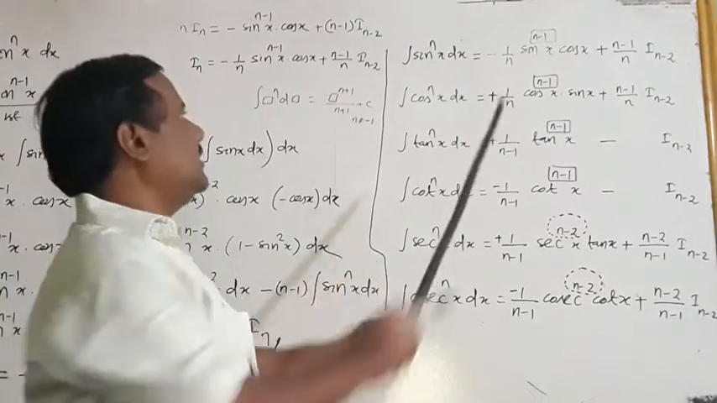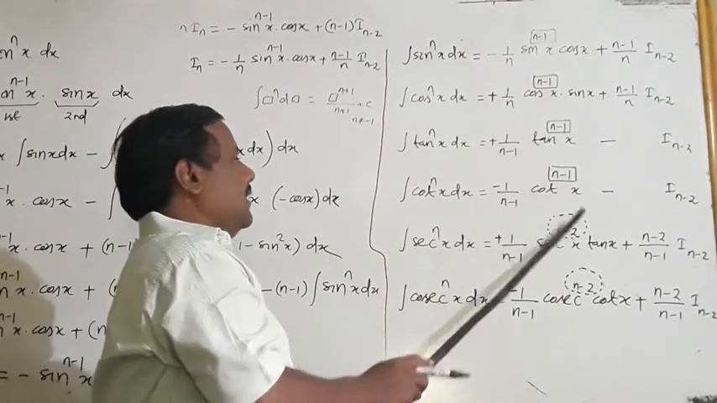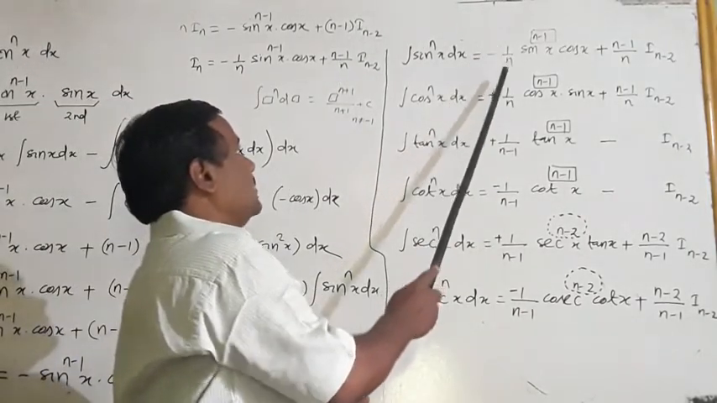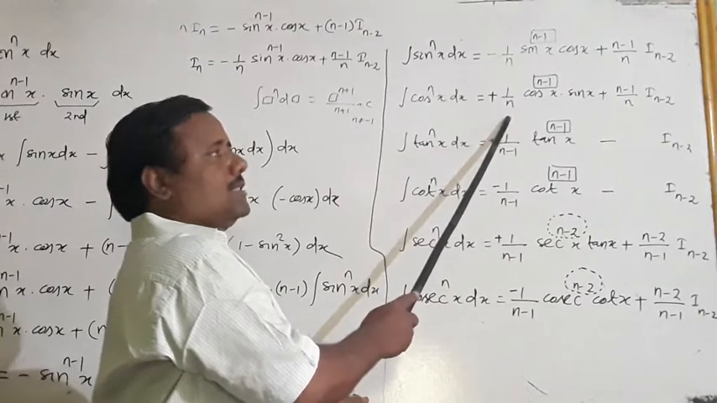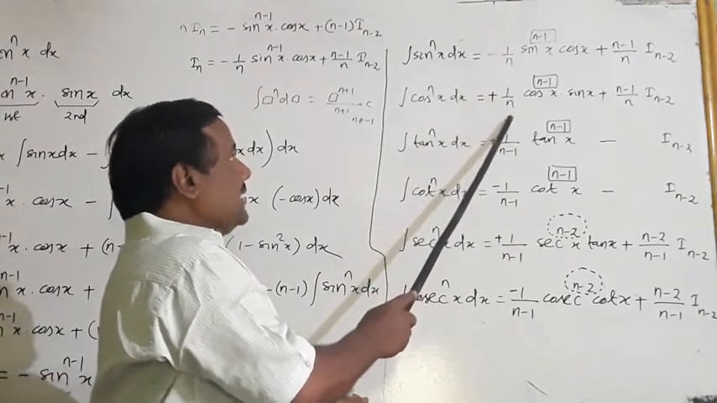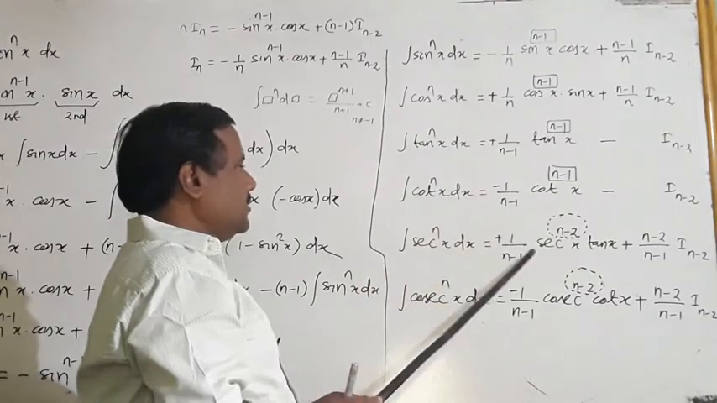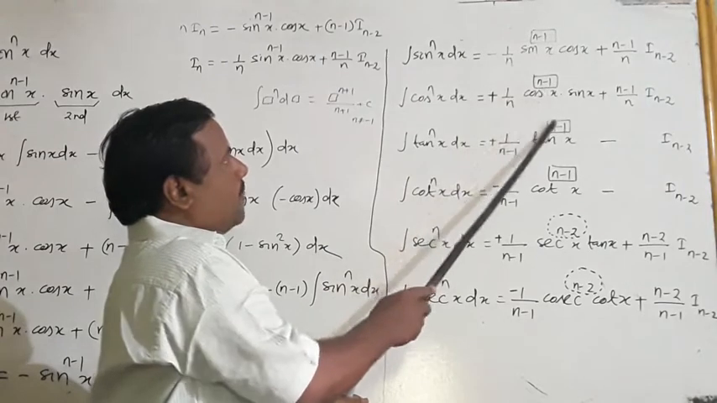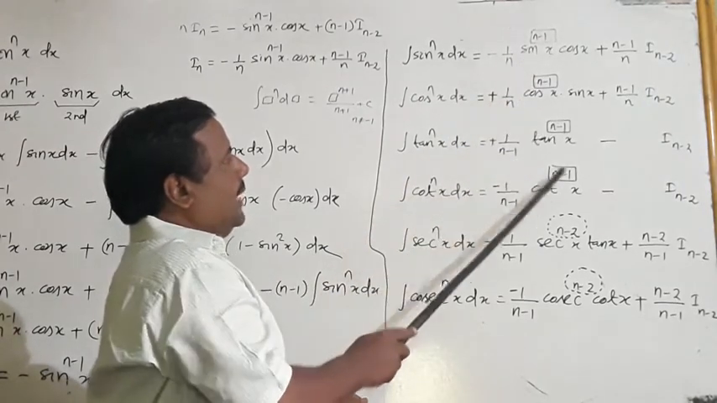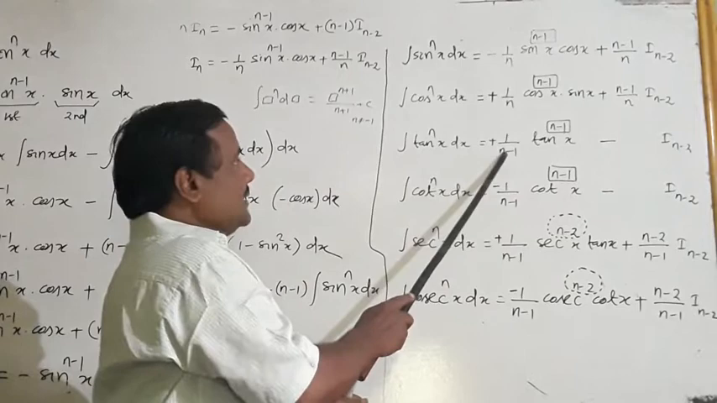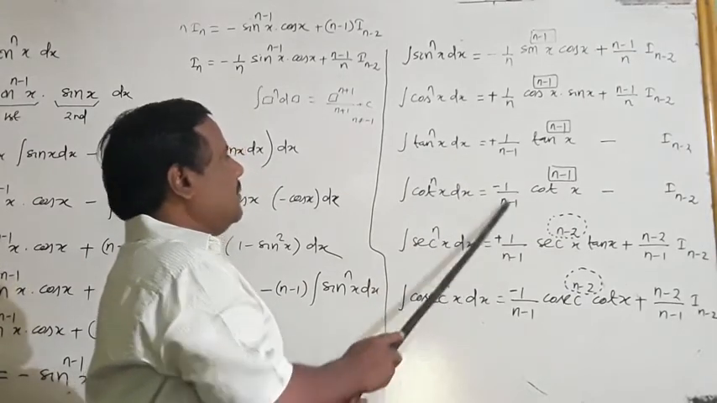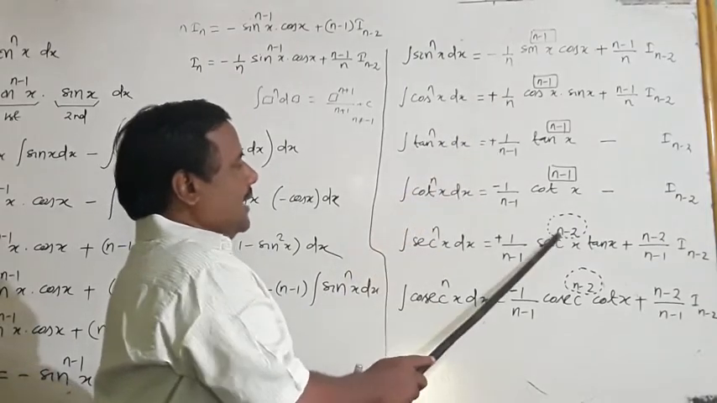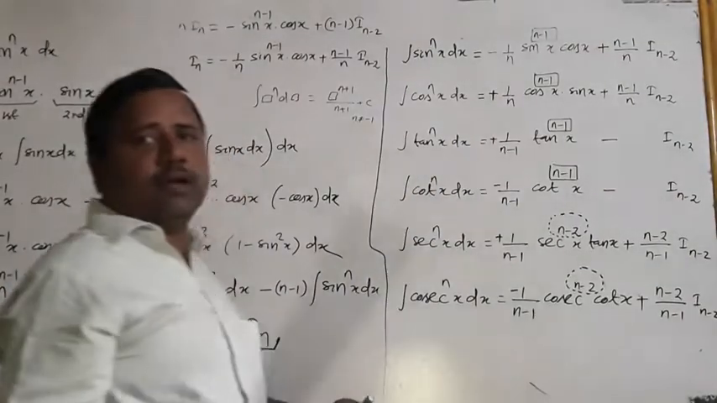First 4 things power n minus 1. Last 2 things power n minus 2. First 2 things 1 by n, 1 by n. Last 4 things 1 by n minus 1, 1 by n minus 1, 1 by n minus 1, 1 by n minus 1. Look at it properly. First 4 things have power n minus 1, and the last 4 have denominator 1 by n minus 1. So the first two have 1 by n, and here the last two have n minus 2. You have to remember this.